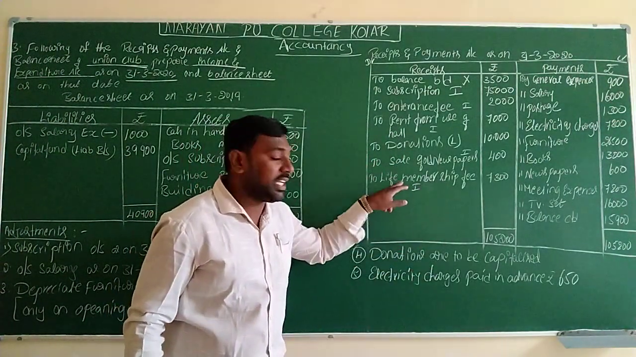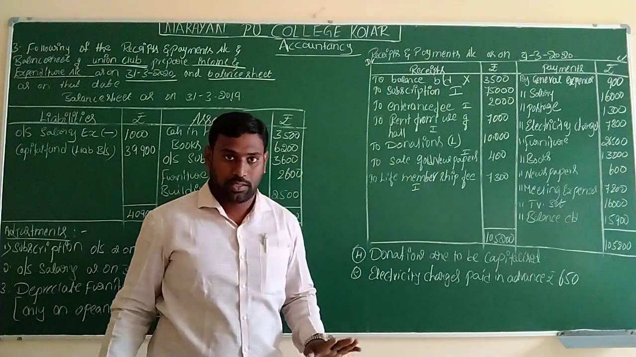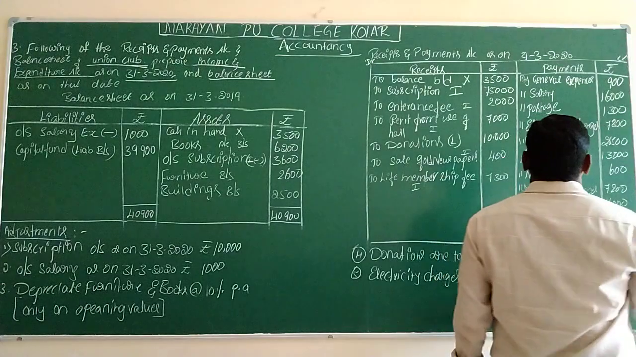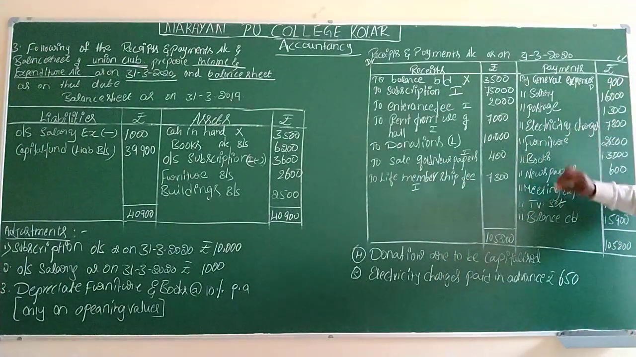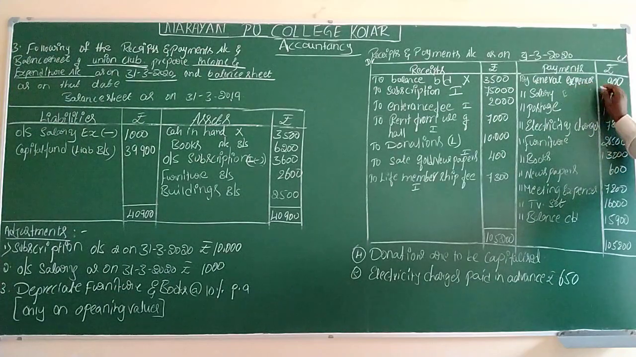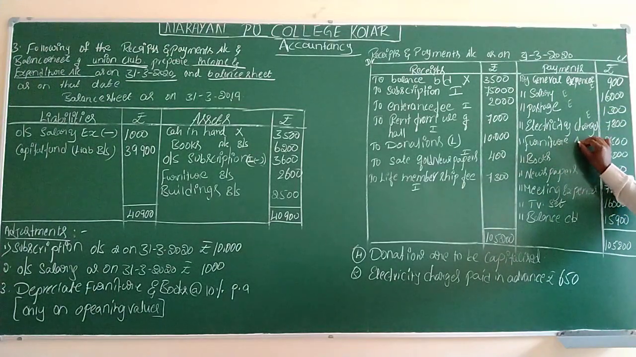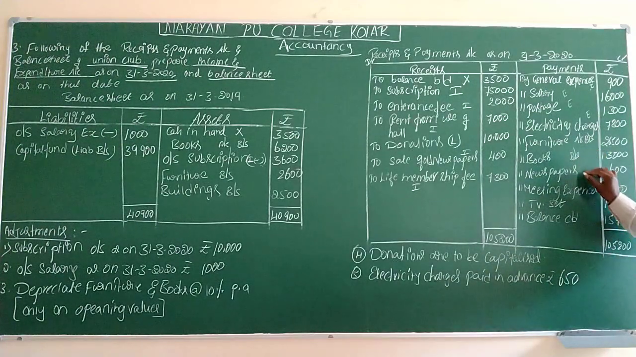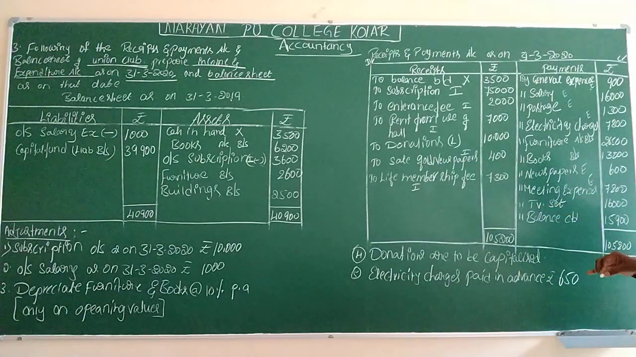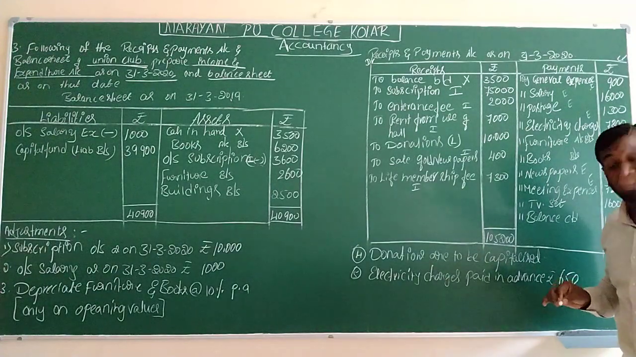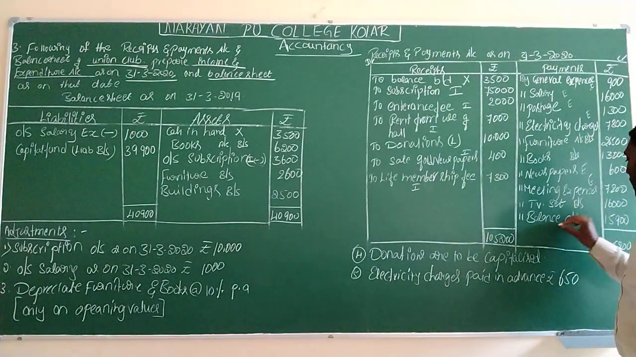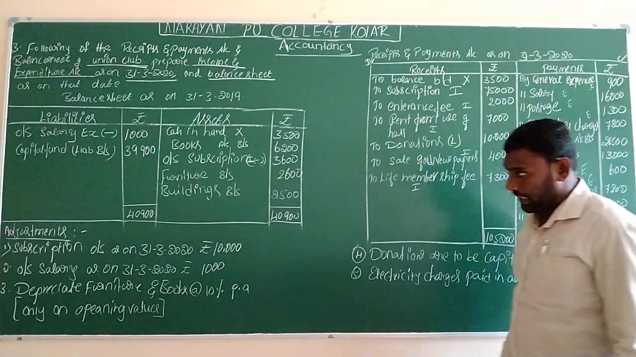Why did they not give the information about the adjustments? Okay. Next, come to the payment side. General expenses, it is a payment. Salary expenses, so it is an expense. Postage expenses, electricity charges expenses. Furniture, an asset, which we have to write in the balance sheet. Books, assets, we will write in the balance sheet. Newspapers, expenses, meeting expenses. TV set, television, it is an electronic device, it is a fixed asset, so we will write it in the balance sheet. Balance carried down, it will be considered as cash, it will come to the balance sheet only.